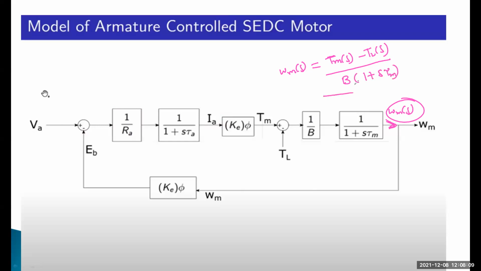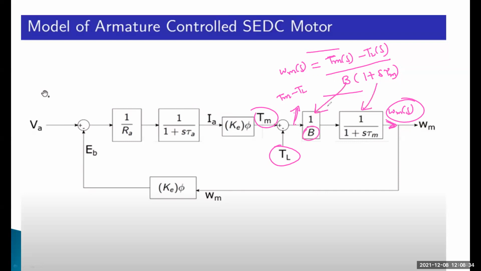This is the expression, am I right? From this, this is Tm of s and this is TL of s, so positive here and negative here. Then Tm of s minus TL of s will be multiplied into the numerator of this expression, and then B is already there. This is 1 by B, and this is 1 by 1 plus s tau m.